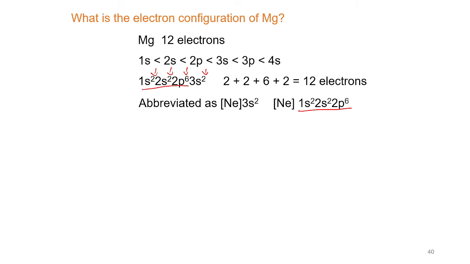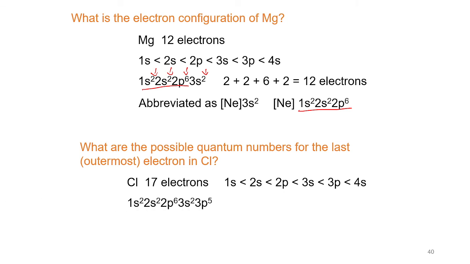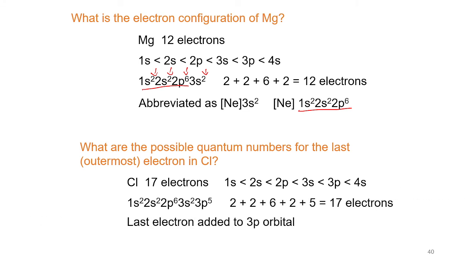Okay, what are the possible quantum numbers for the last or the outermost electrons of chlorine? So chlorine has 17 electrons, okay? Meaning to say, if we are to use our arrangement again, we will have 1s2, 2s2, 2p6, 3s2, 3p5. Meaning to say, we have here 17 electrons. And the last electrons added up to the 3p orbital.